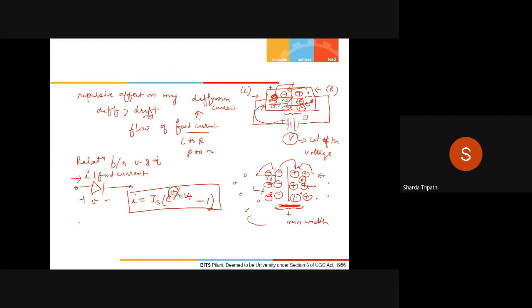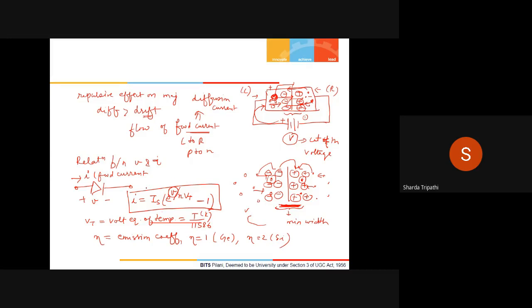So here what are these terms? Vt we already know, this is the volt equivalent of temperature. And this is given by T divided by 11,586, where T is the temperature in Kelvin. And what about eta? Eta is called the emission coefficient, and its value is 1 for germanium and eta is equal to 2 for silicon.